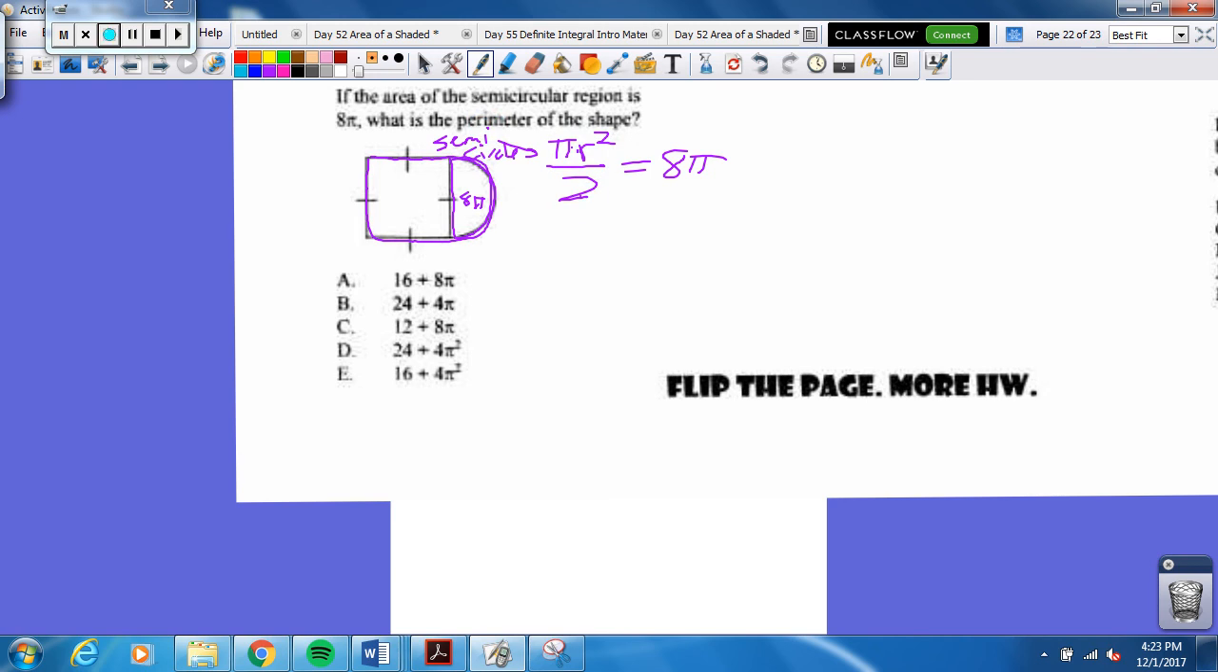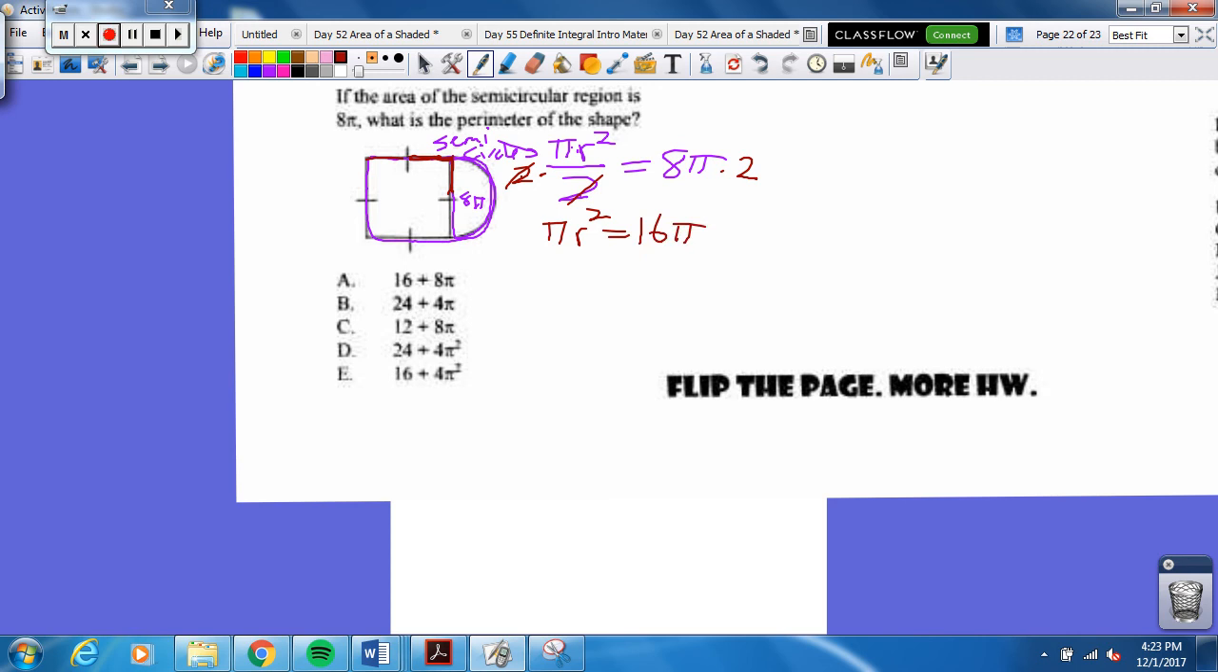Okay, so how am I going to get r? I need to get my radius, because if I can get my radius, then I can get all the sides, right? That's my goal. So I'm going to times 2 on both sides to get rid of this 2, and 2 divided by 2 is 1. So pi r squared equals 16 pi on this side.